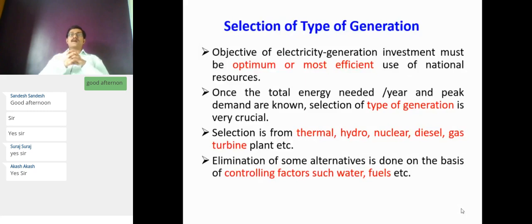Suppose I want to install a hydroelectric plant at a particular site. I need to ensure whether that particular region receives abundant rainfall, and whether the site is such that a large reservoir can be constructed. Suppose I am going with the gas turbine power plant. I need to ensure whether the source from which I am going to get the gas is available on a regular basis, and whether the transportation of this gas from the place of source to the place of consumption is reliable.